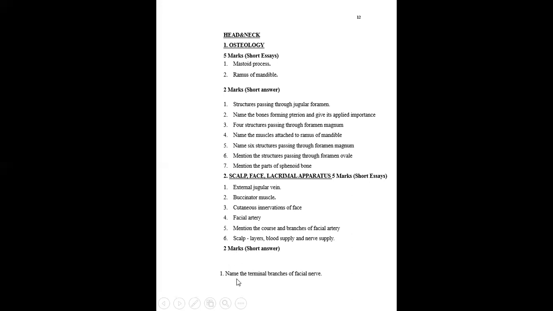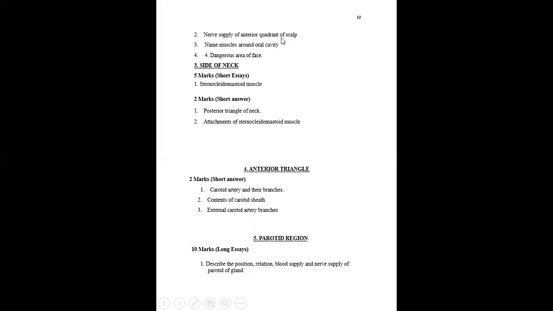2 markers are name the terminal branches of facial nerve. Now the last 5 branches of facial nerve can be asked. You may get a question here like the extracranial course of facial nerve. That is also another question can be asked. Nerve supply of anterior quadrant of scalp. Now nerve supply of posterior quadrant of the scalp also can be asked.